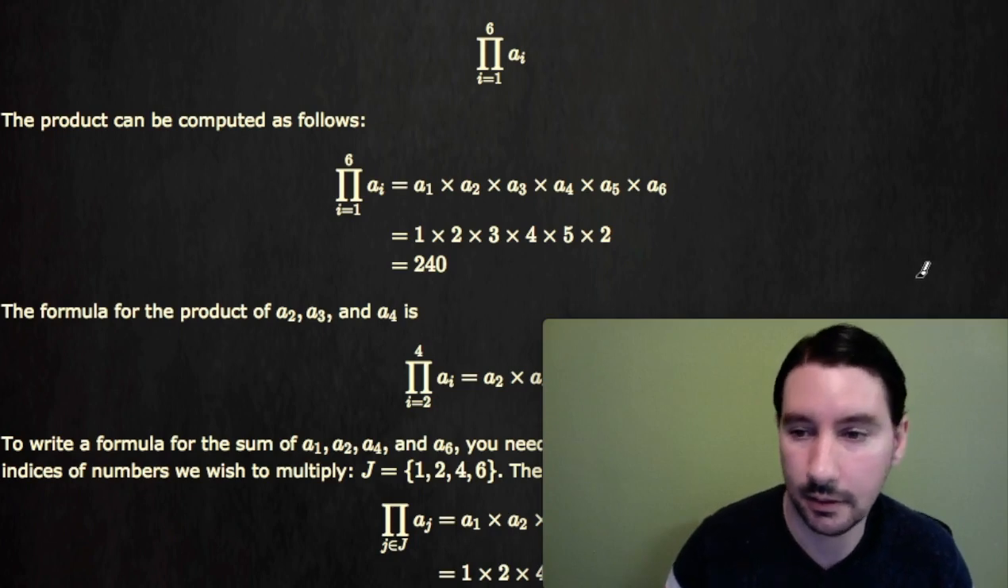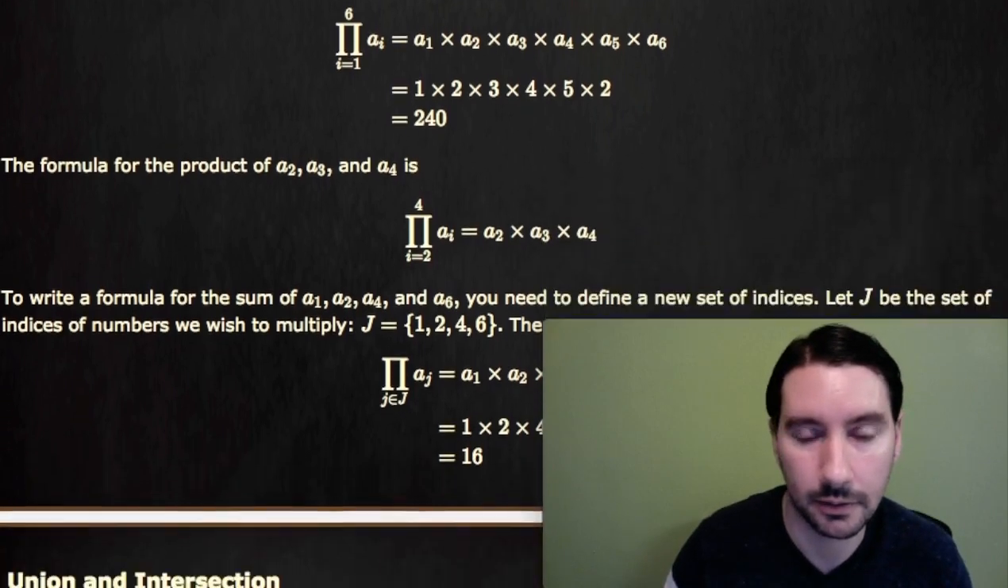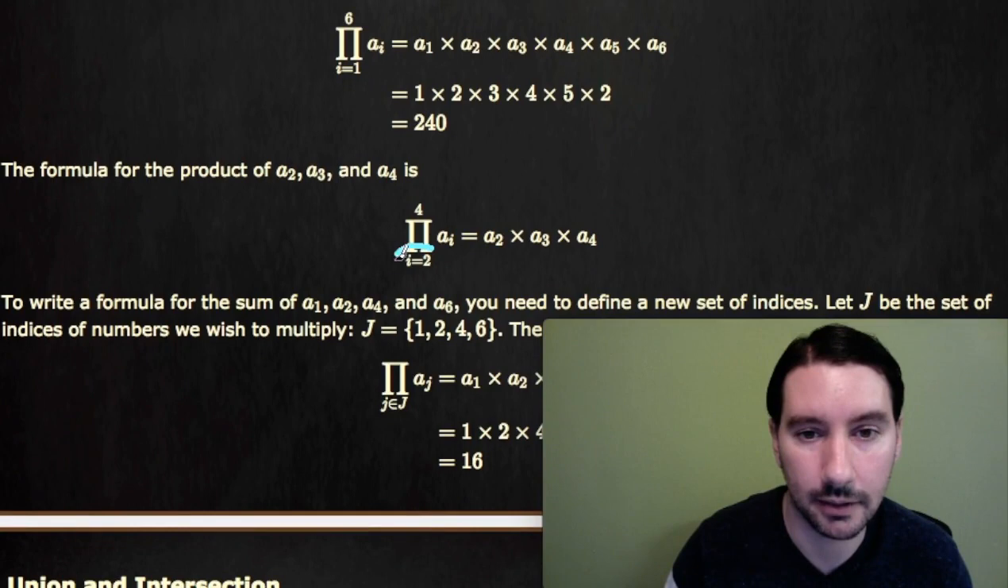And just like with addition, we can multiply over a smaller range. So I could put I equals 2 to 4, which means start at 2 and go to 4, and we would have the product of AI is A2 times A3 times A4.